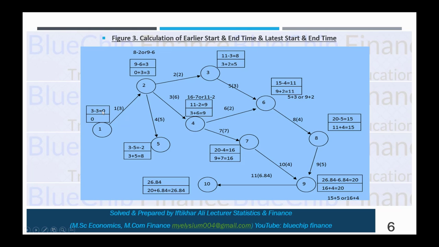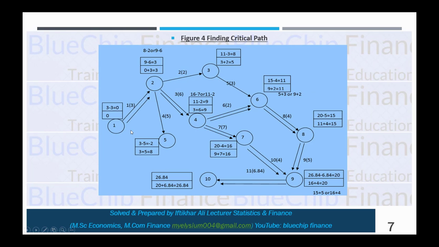So that is the point: if the last backward pass is equal to 0, then you are going correct. So in this way we calculate the forward and backward pass. It needs practice. After that, now we define the critical path.